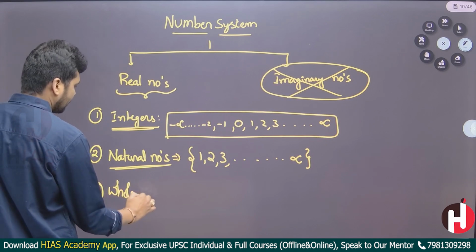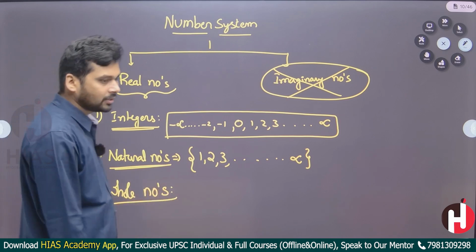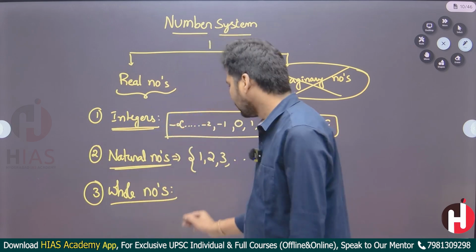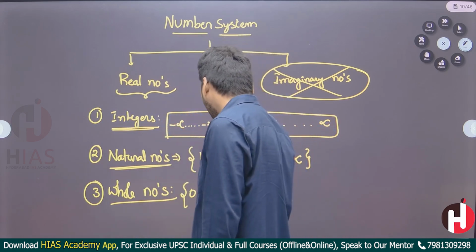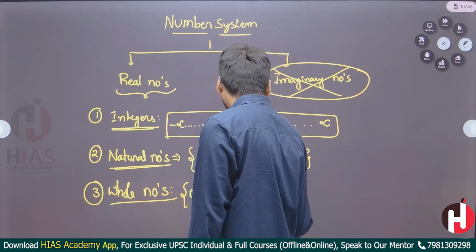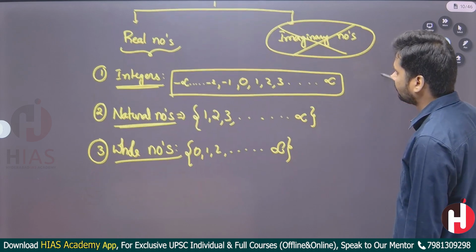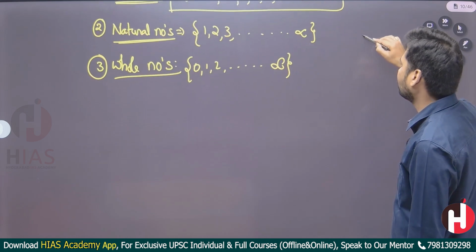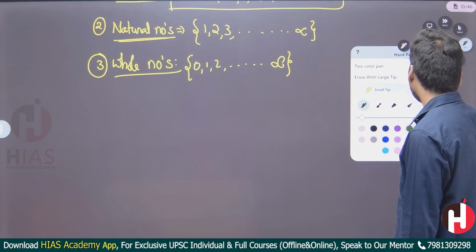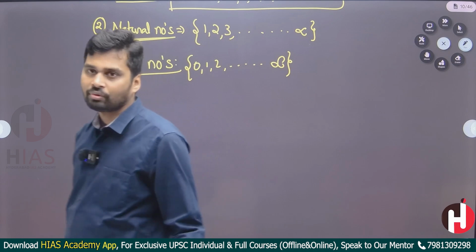Next one is whole numbers. What is meant by whole numbers? Yes, 0, 1, 2, up to so on infinity. The only thing is we have to include 0. Whole numbers are 0, 1, 2, 3 and so on up to infinity.